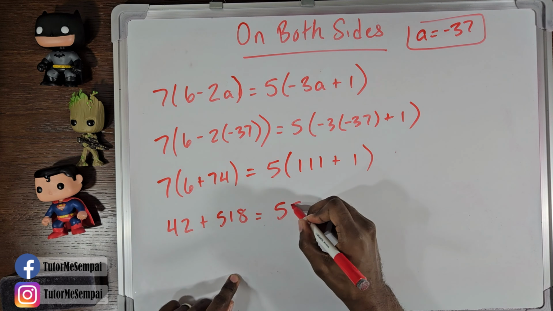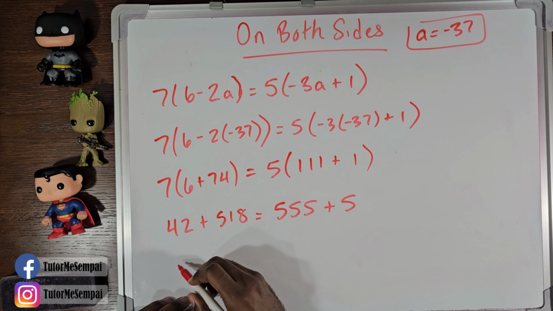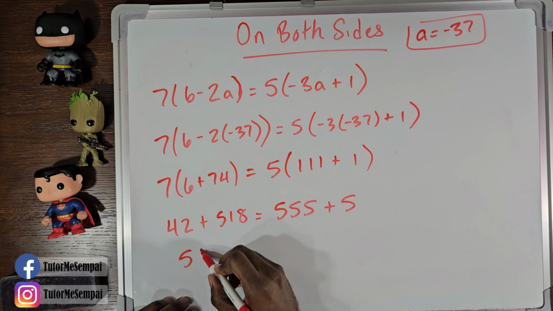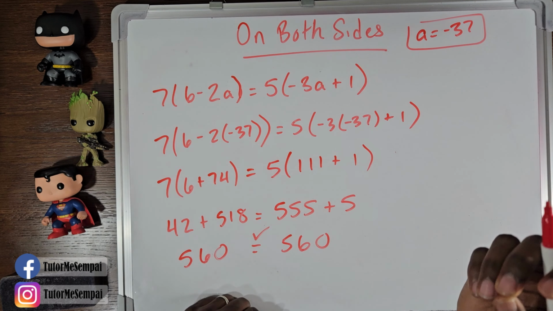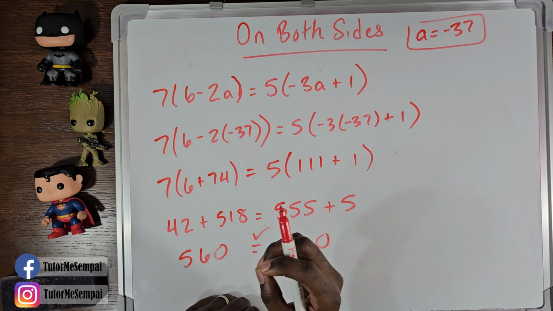Now we want to add both sides to see what we get. So 42 plus 518, let's add everything on this side. That's going to give you a 560 equals 555 plus 5 gives you a 560. Seems like it checks out. That means that a is indeed our variable that solves this linear equation.